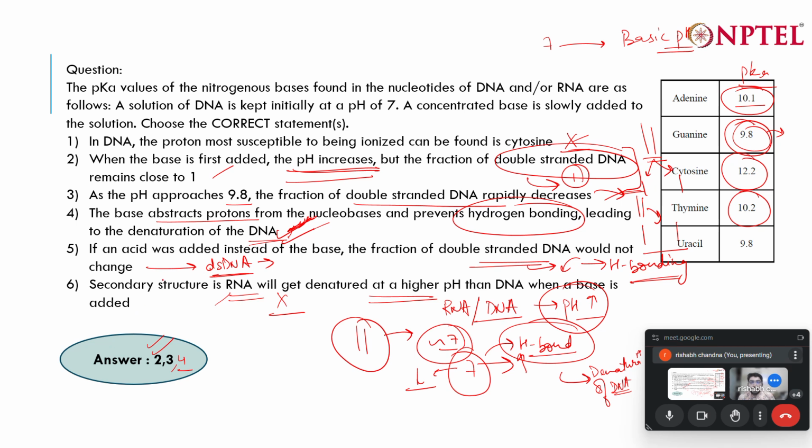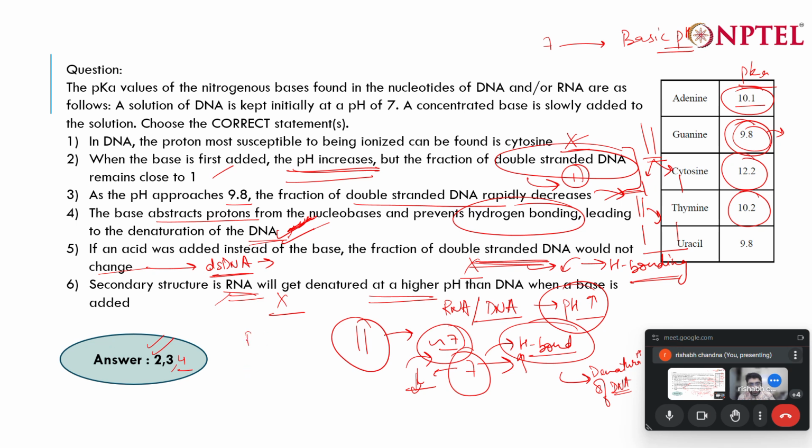So the fifth point states that if we add an acid instead of a base, the double stranded DNA fraction would not change. So, this is a false statement because if the hydrogen bonding is hampered, that means the DNA will start denaturing at lower pH also. And the sixth point that we were seeing, that the secondary structure of RNA will get denatured at a higher pH than DNA when we add a base.